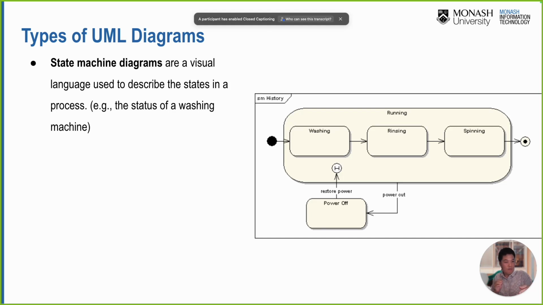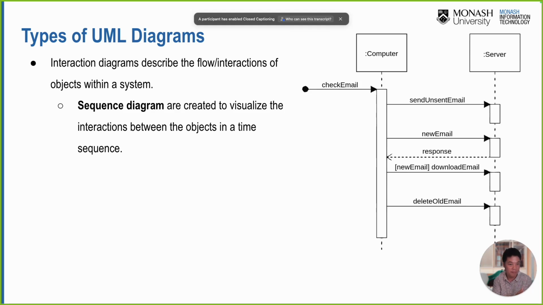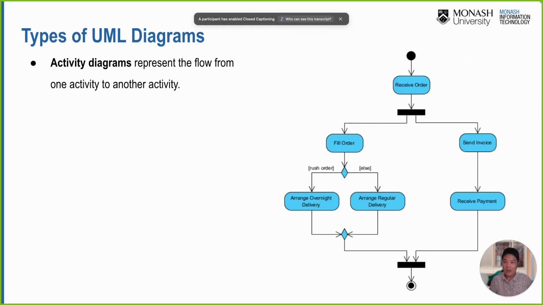Let's say this is a washing machine. It operates as a state, right? First, we start from the washing, rinsing, spinning, that kind of thing. So that's the state of the system. But it doesn't tell the interaction between the end users and the system, which is different from the sequence diagram here. All right, activity diagram.